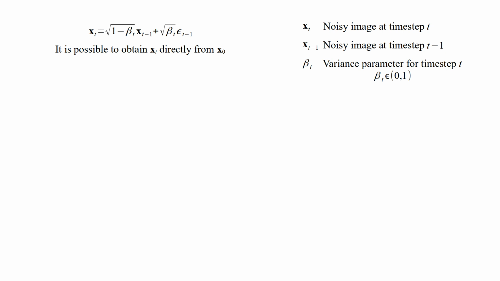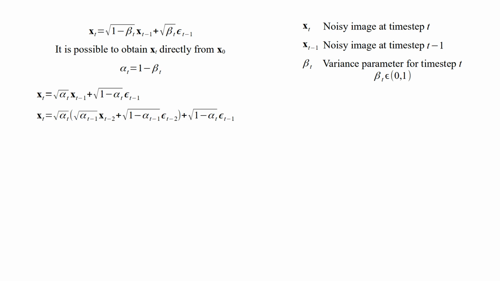It is possible to obtain xt directly from x0. Define alpha t as 1 minus beta t. Write the equation for xt. Then inside the equation expand xt minus 1. Epsilons are independent and identically distributed noise samples.